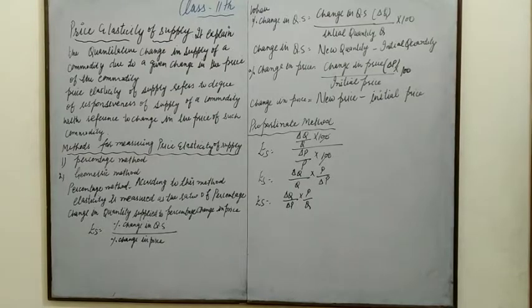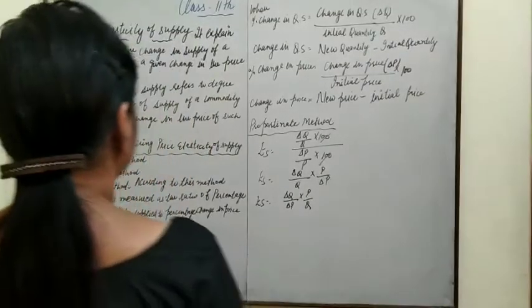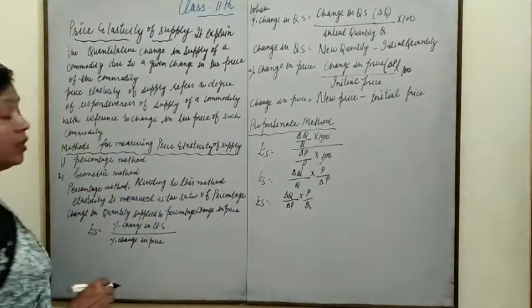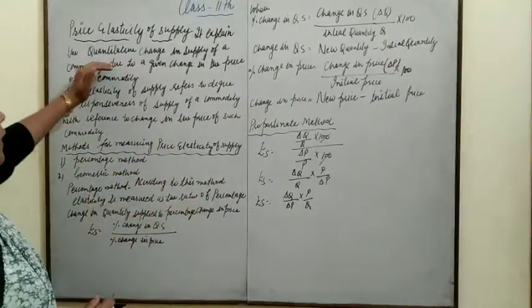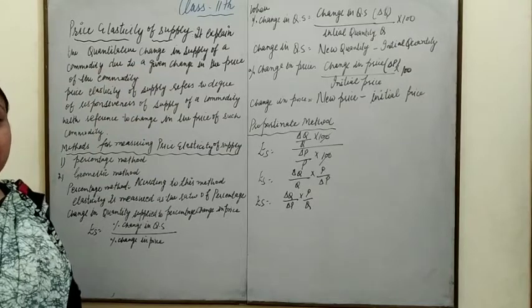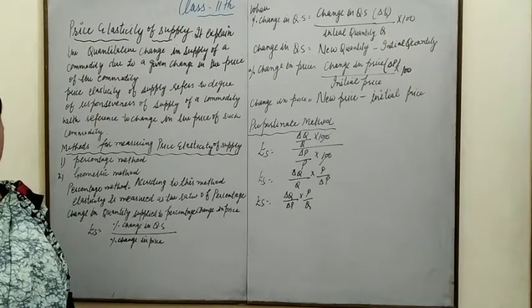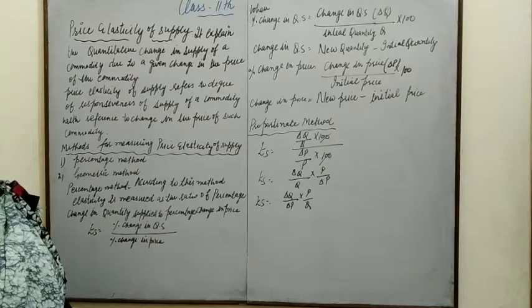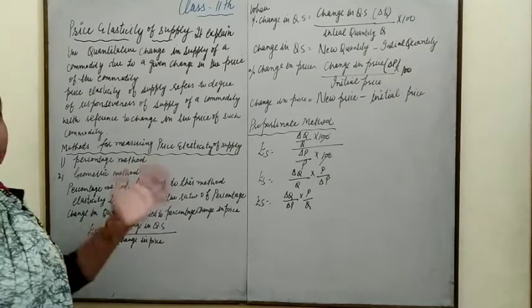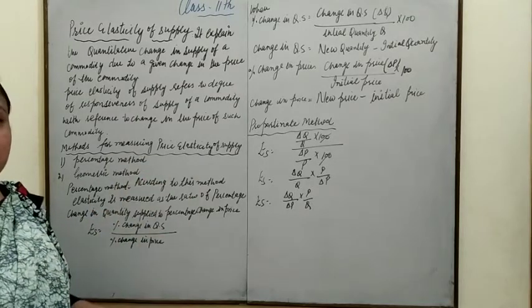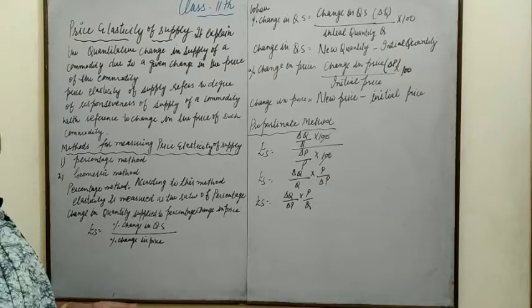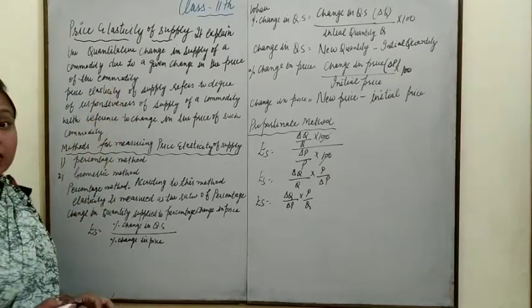Now our next topic is price elasticity of supply. Elasticity shows the quantitative change in the supply. The law of supply shows only the direction. Direction means when one is increased, the other is increased; when one is decreased, the other is decreased. It only shows the direction.